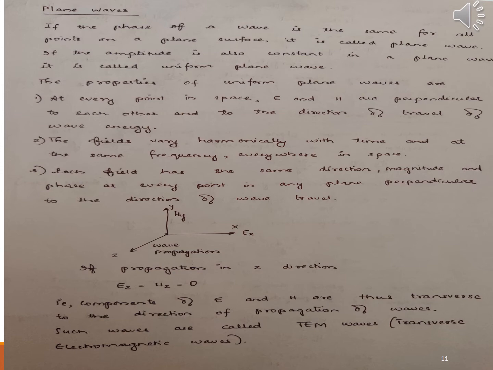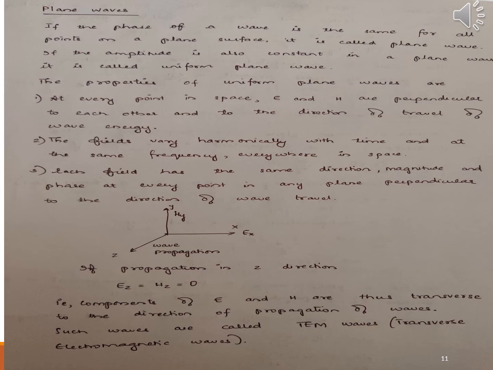Okay, so as I mentioned earlier, these are the three main properties. You should be knowing this. What are the properties of a uniform plane wave? You should be knowing these properties. Now, as I mentioned, this 3D figure shows that E is in the x direction, H is in the y direction, so the wave propagation is in the z direction.